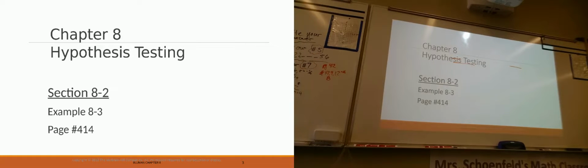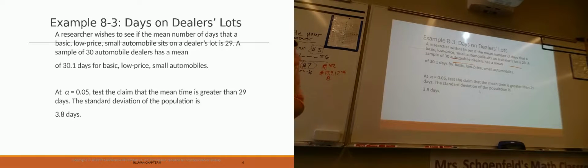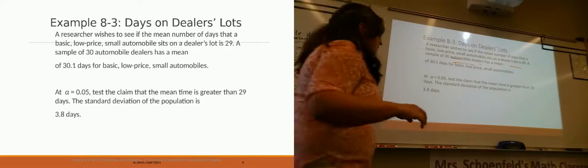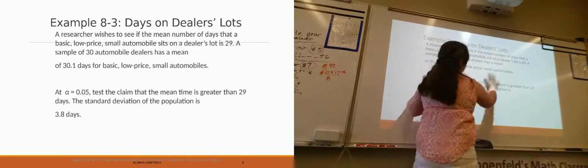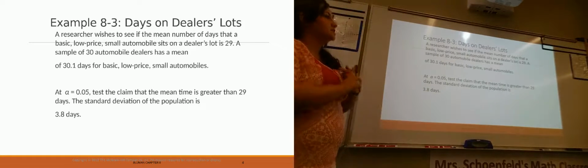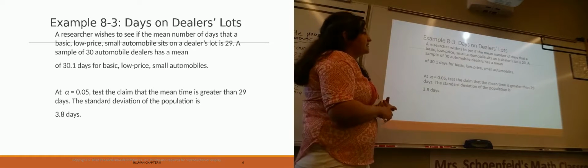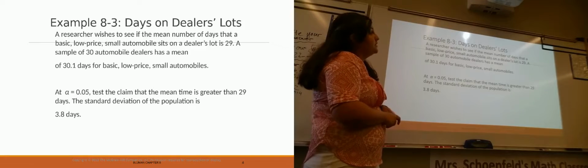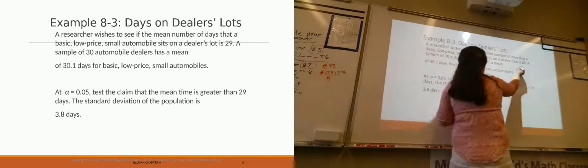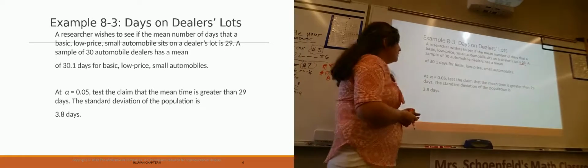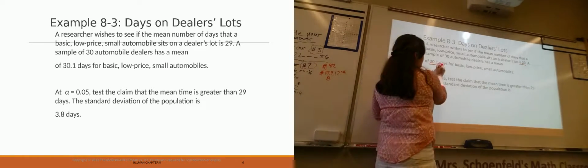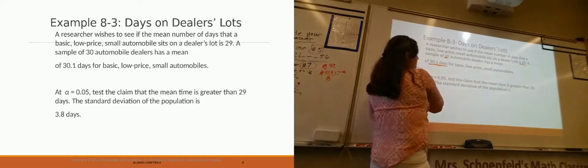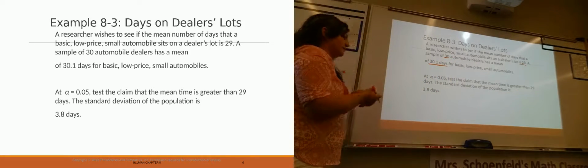Okay, so then we're going to do an example about that. Example 8.3. I forgot to make this click through nicely, so ignore the answer stuff down here. A researcher wishes to see if the mean number of days that a basic low-price small automobile sits on a dealer's lot is 29. A sample of 30 automobile dealers has a mean of 30.1 days.